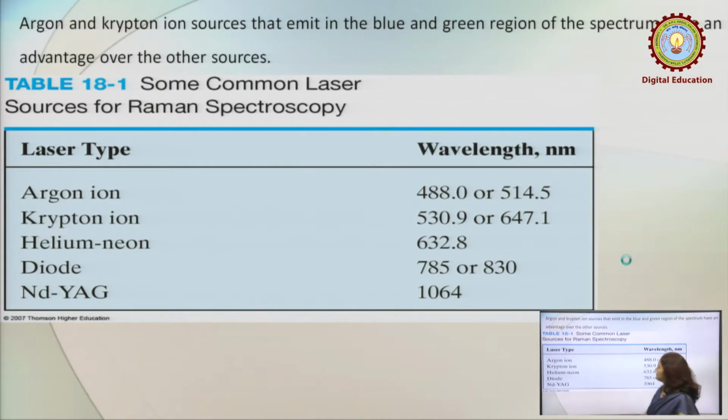Argon and krypton ion sources, which emit in the blue and green region of the spectrum, have an advantage over the other sources. Some common laser sources for Raman spectroscopy are argon ion, krypton ion, helium and diode lasers.